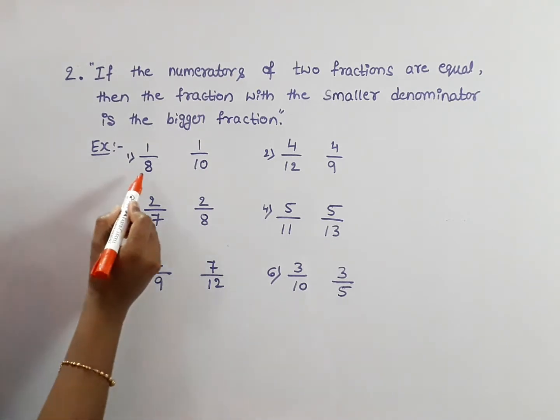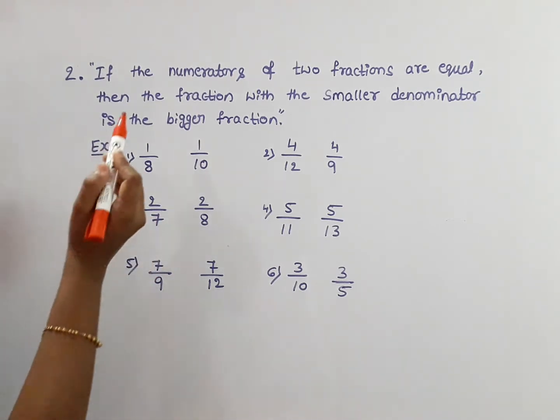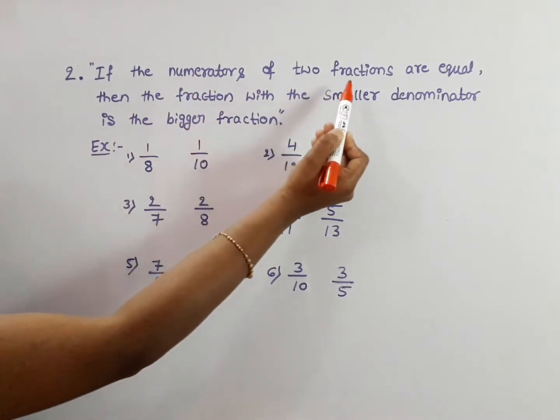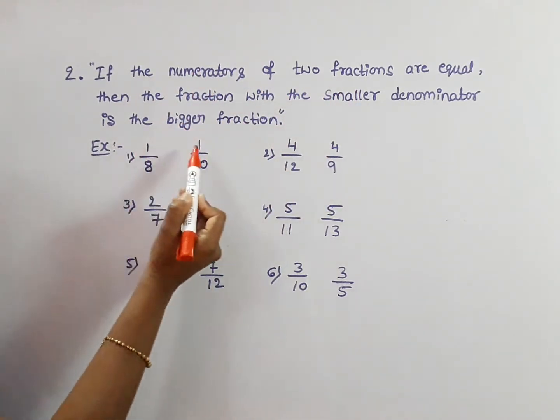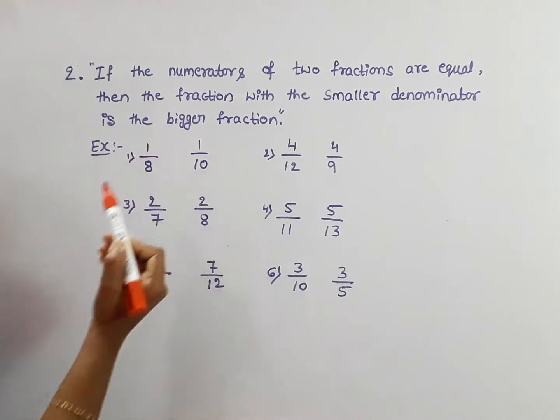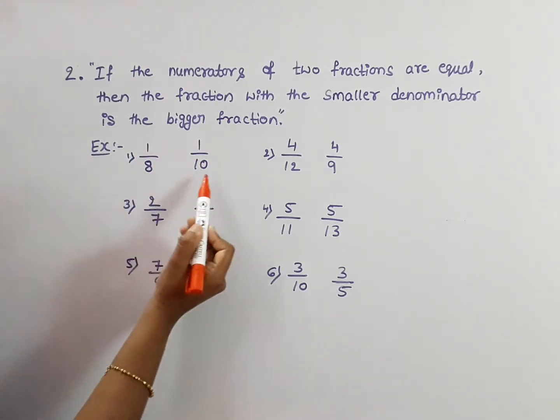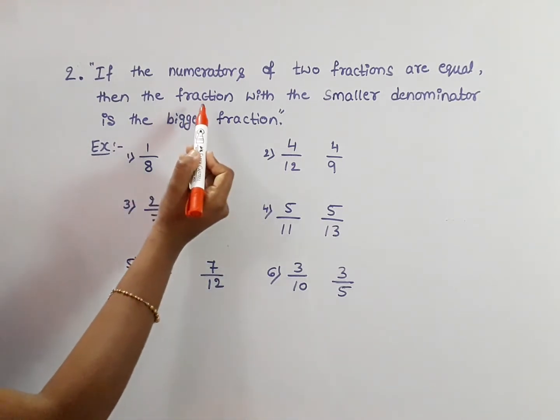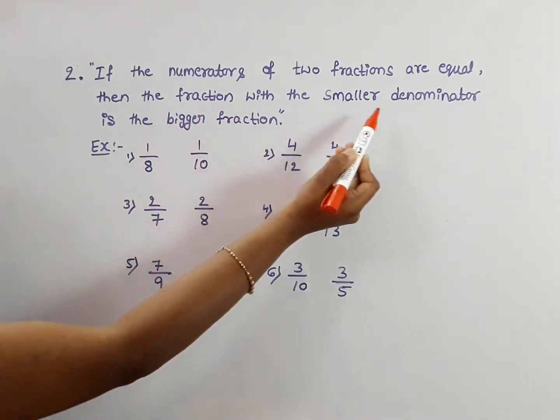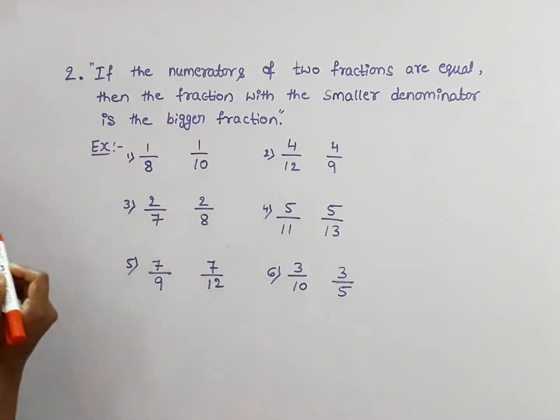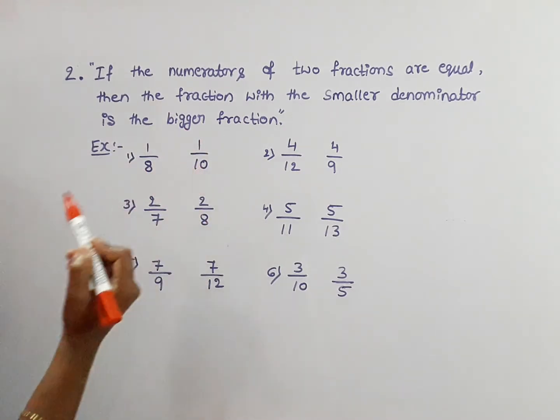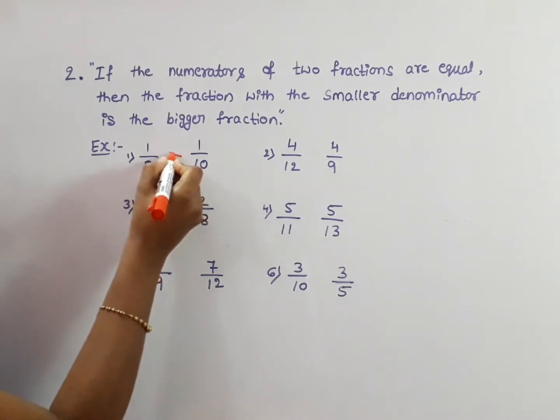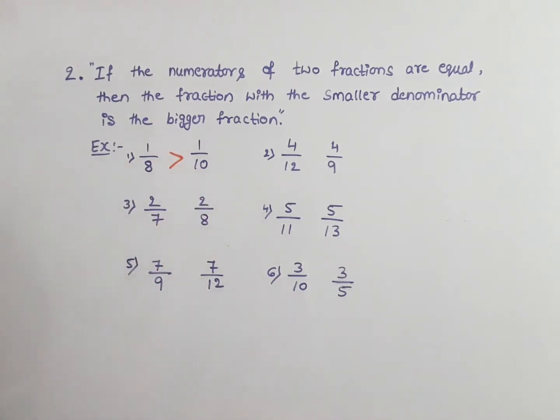Consider the first example. According to the definition, numerators of two fractions are equal. Here numerator is 1, here also numerator is 1. So compare the denominator. Here 8 is there, here 10 is there. Observe the definition: the fraction with the smaller denominator is the bigger fraction. So here 8 is small or 10 is small? 8 is smaller than 10. So 1 by 8 is the bigger fraction.